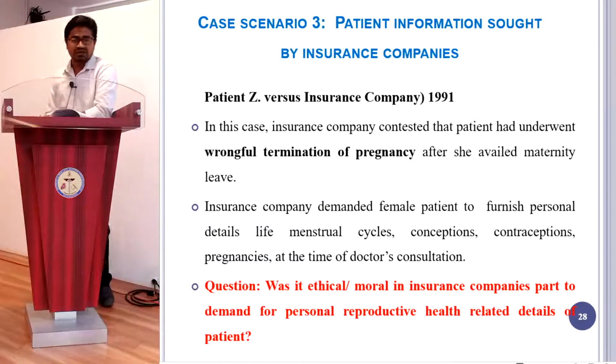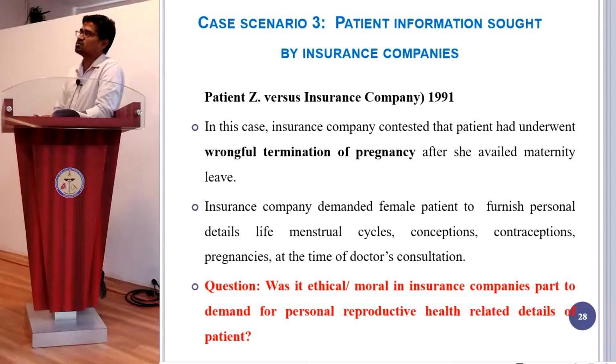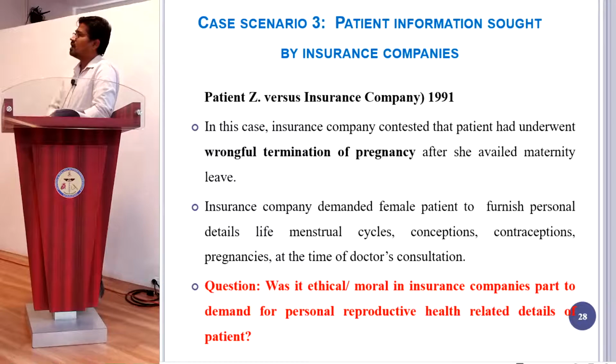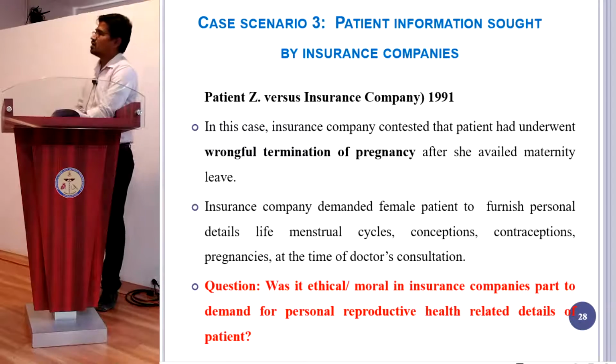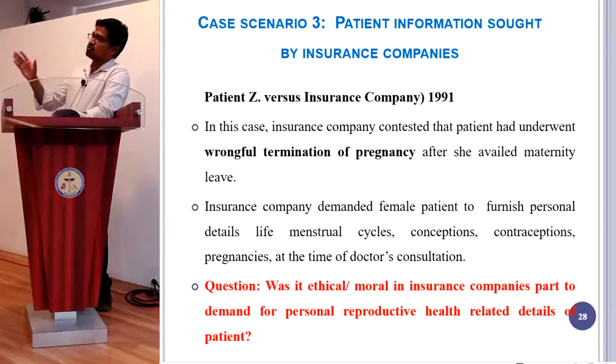And case scenario 3, patient information sought by insurance companies. Patient Judd versus insurance company, in 1991 it happened. In this case, the insurance company contested that the patient had undergone wrongful termination of pregnancy after she availed maternity leave. Okay. So the insurance company opposed, contending the patient had undergone wrongful termination of pregnancy.